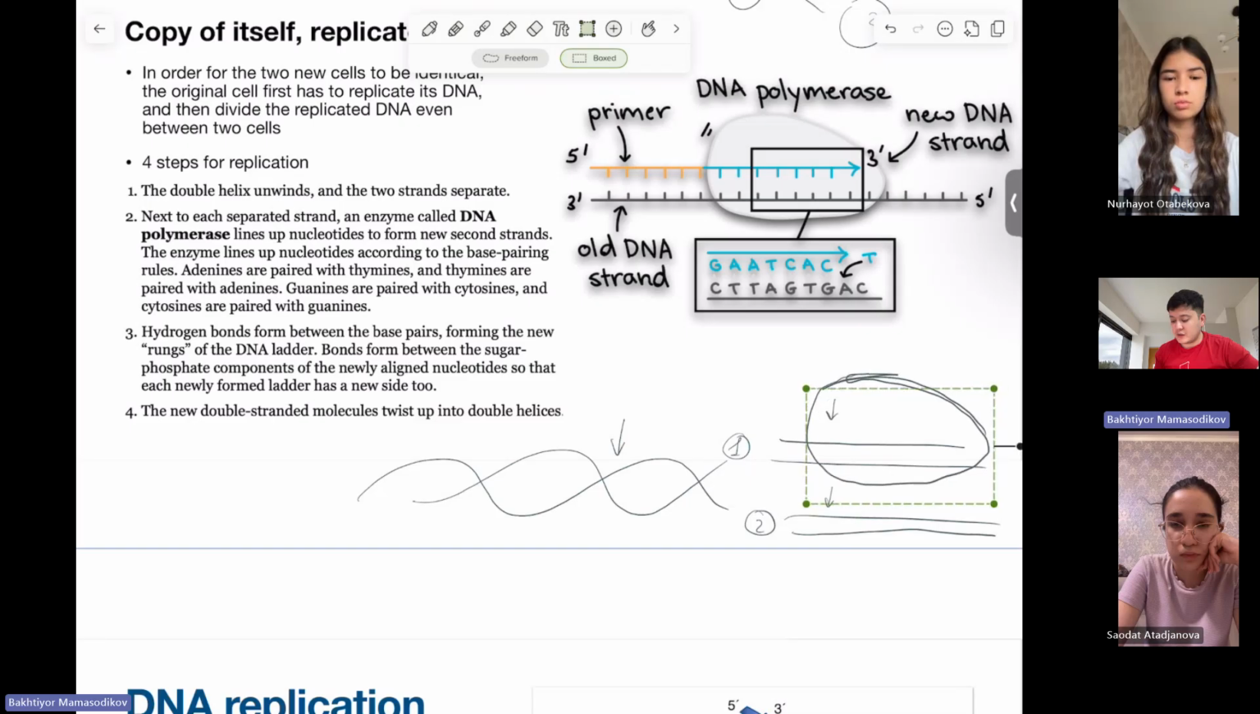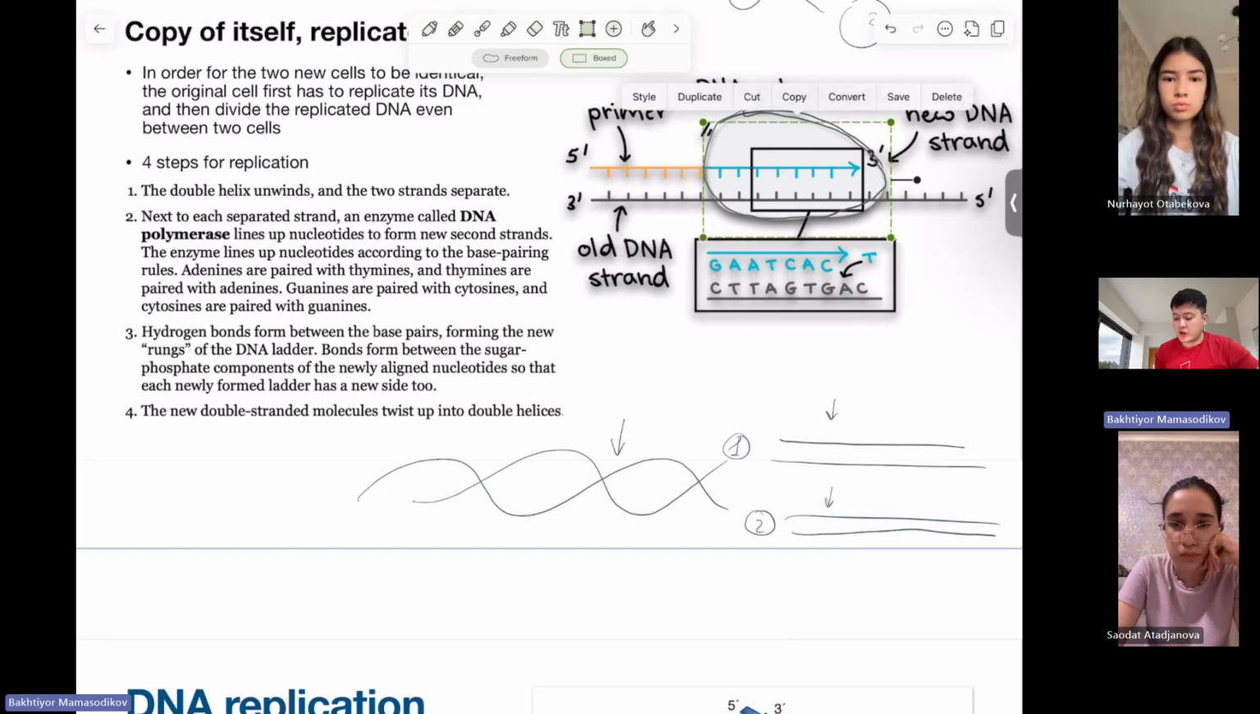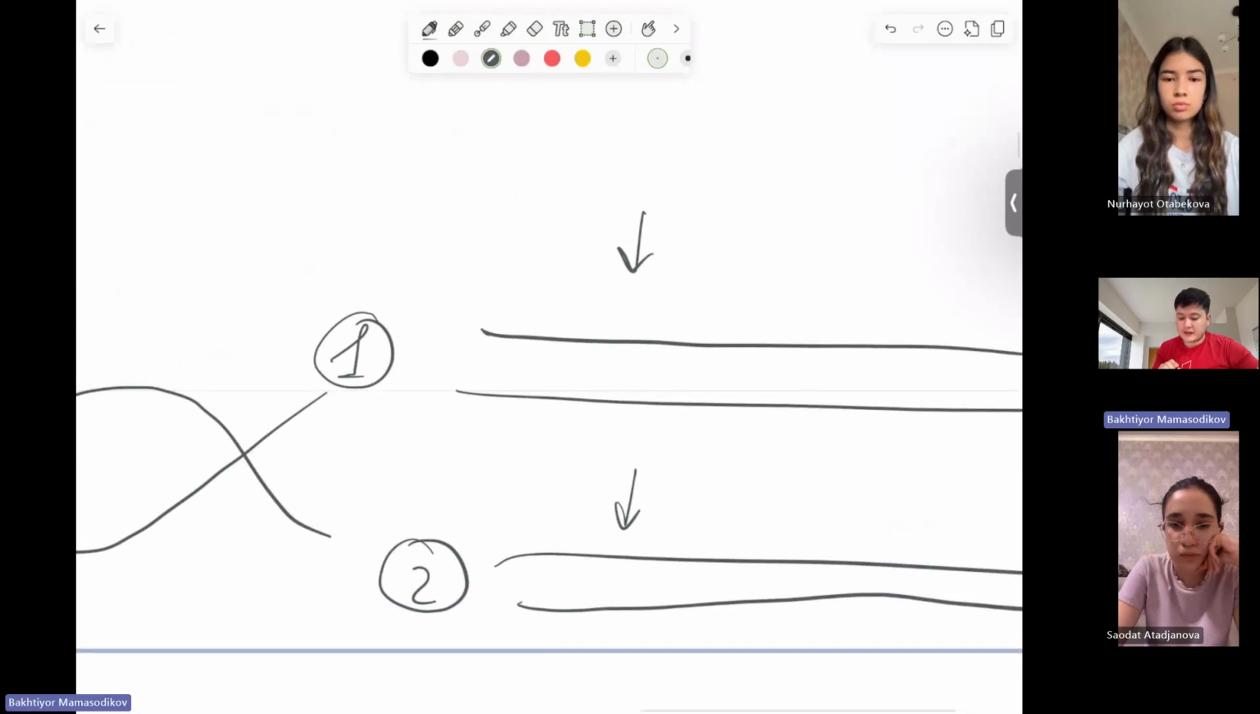I'm making the new strand according to complementarity. If I have adenine here, the next strand will be, sorry, thymine. If I have guanine, the next strand will be cytosine. According to complementarity, they're going to build up and make the new strand of DNA. Okay? Do you get my point? Do you get what I mean? Yes.